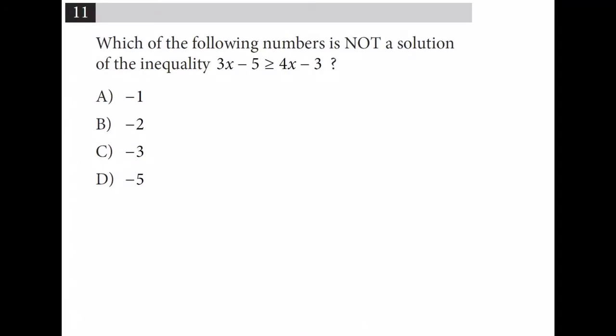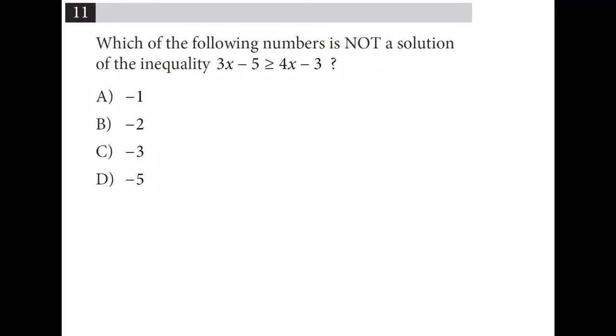Number 11. Which of the following numbers is not a solution of the inequality 3x minus 5 is greater than or equal to 4x minus 3? So inequalities work a lot like equations. There's a couple key differences, but they don't really come into play here, because we're not going to be dividing by any negative numbers.